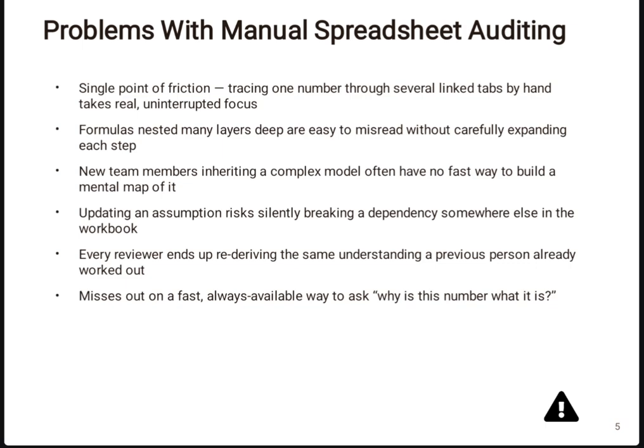Updating an assumption risks silently breaking a dependency somewhere else in the workbook. Every reviewer ends up re-deriving the same understanding a previous person already worked out, and misses out on a fast, always available way to ask, why is this number what it is?